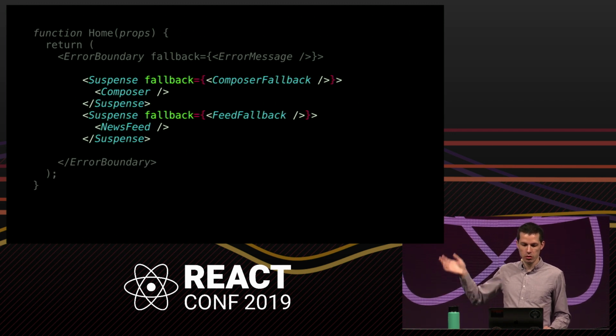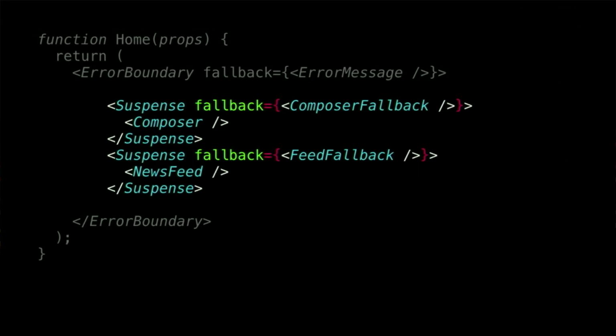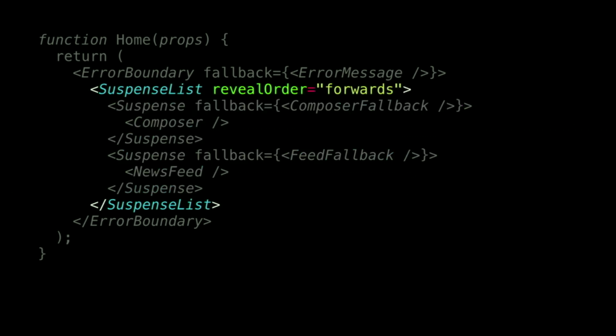So again, I put these two Suspense components as siblings because I wanted to be able to render composer without waiting for newsfeed. If I want to ensure that they load in the same order, I can wrap them in a suspense list component. And here I'm using the reveal order of forwards, which means render in the order that the user would see, or would prefer, so top down.